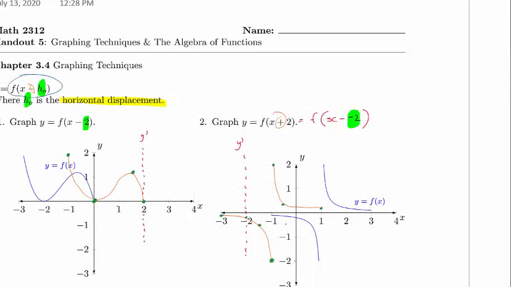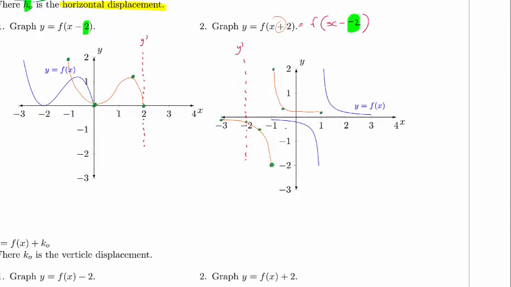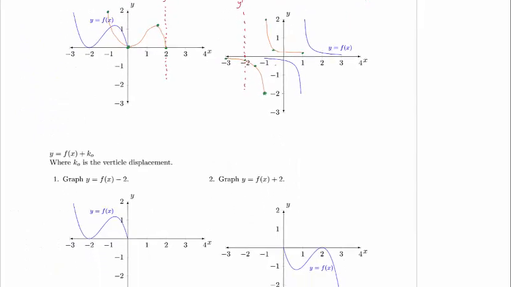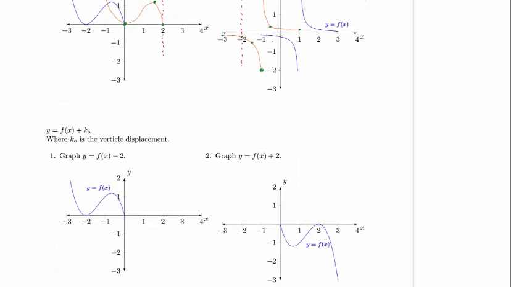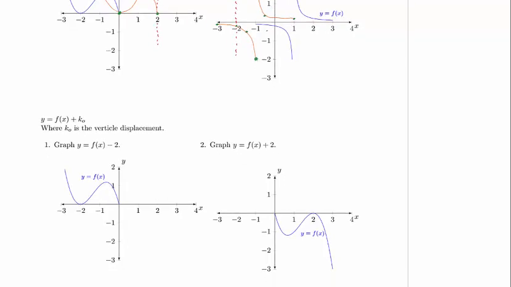Alright, so back to the handout. And now we're going to move on to vertical displacement. And vertical displacement is exactly how you would expect it to be. If you add a positive number, then you're going to shift it up. If you subtract a number, then it's going to go down. Kind of just the opposite of when it's inside the function.